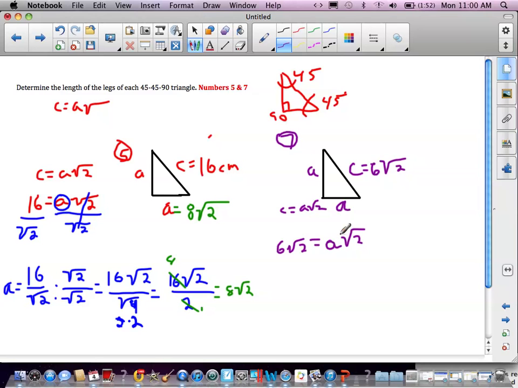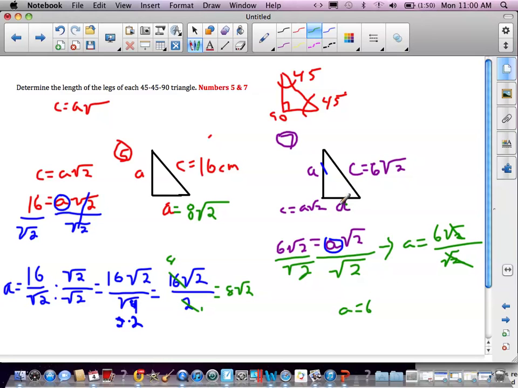Again, I want to get A by itself, so I have to isolate my variable. To do that, I need to divide out by the square root of 2. What I do to one side, I must do to the other. This one's a little bit simpler. Now I'm left with A equals 6 square root of 2 over square root of 2. I would possibly have to do my form of 1 if I needed to get rid of this, but because the square root of 2 here and the square root of 2 here cancel, that's as far as I need to go. So then A equals 6.